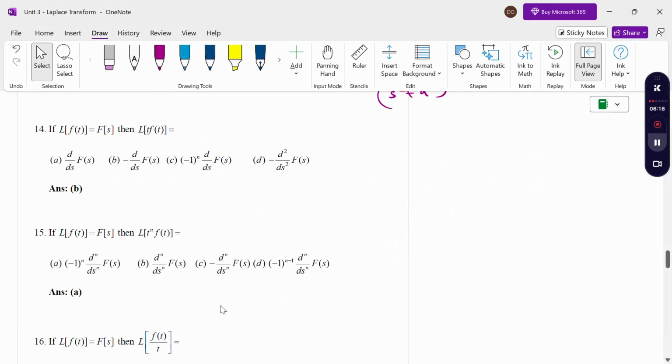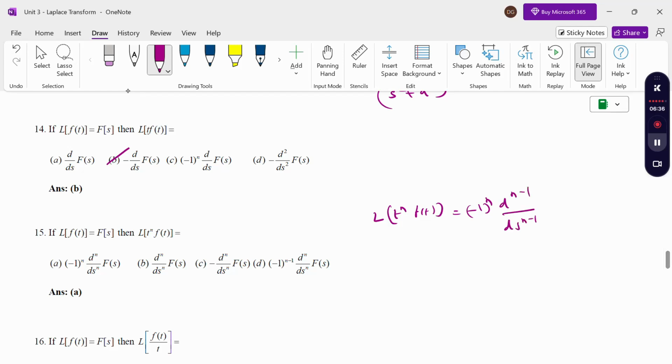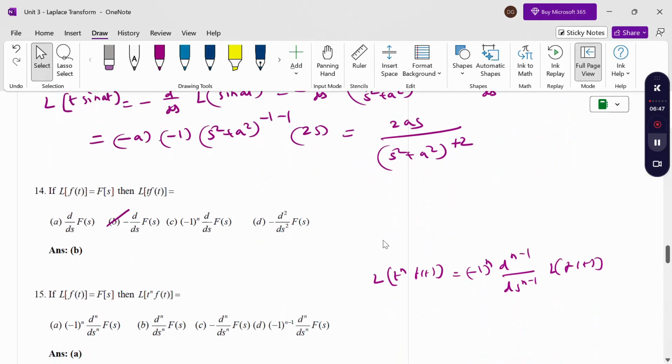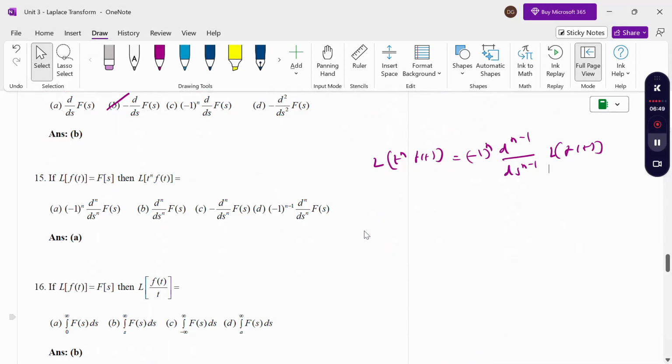And L of t into f of t is minus d by ds f of s, option B. And L of t power n f of t is minus 1 power n d power n by ds power n of L of f of t, that is f of s, option A.